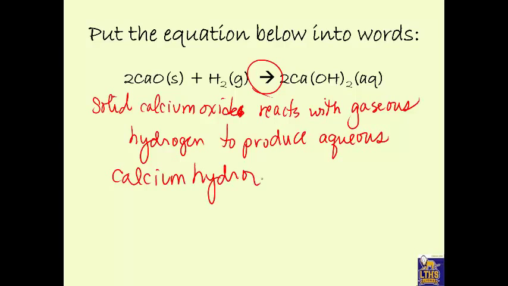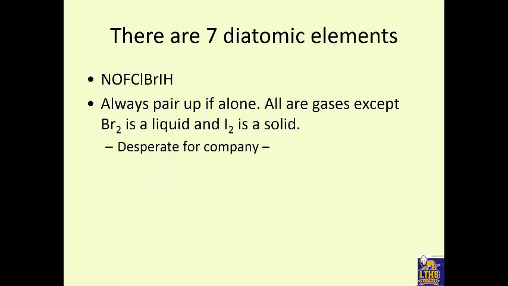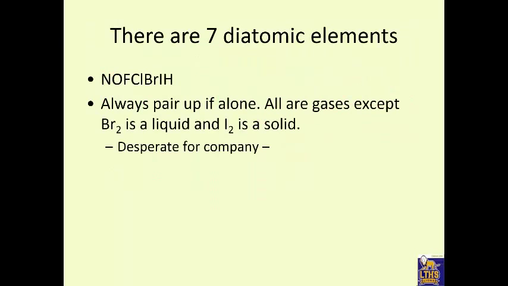All of that naming comes in handy. You could also say to produce a solution of calcium hydroxide. So we just took the balanced formula equation and turned it into words. Just a reminder, if you look back in the reaction before, when you see H2, you think hydrogen gas.